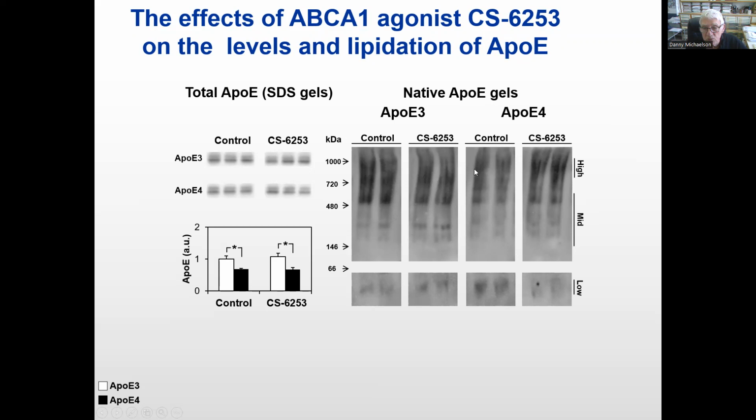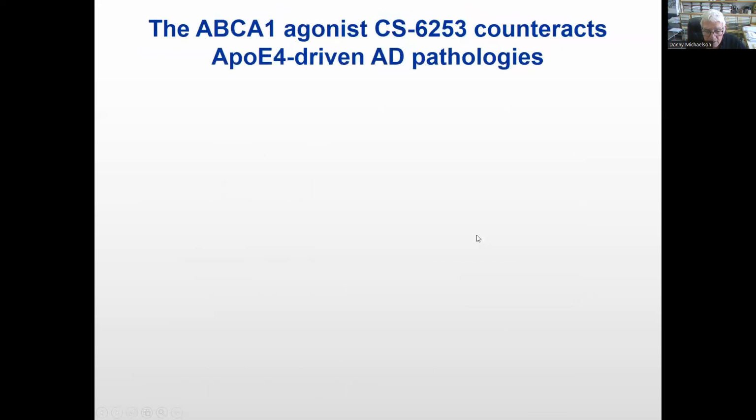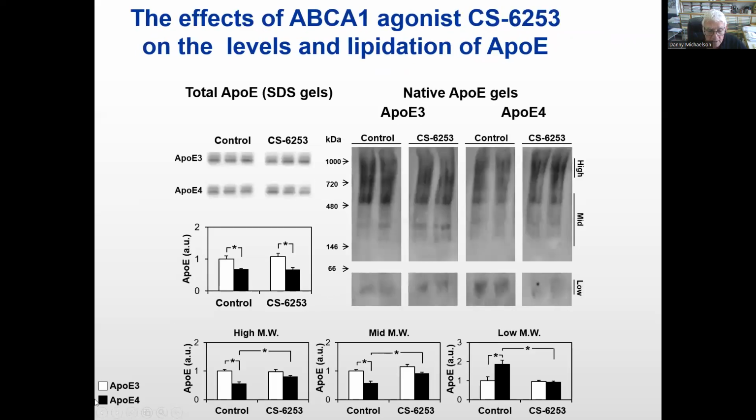When you treat these mice with CS, the important point is to focus over here, and what you can see is that the control becomes darker now, meaning that there's more lipidated ApoE. And this can be shown below in a quantitative way. You see that in the high and medium molecular weight domains of the gels, the levels in the E4 black are lower than the white E3. And when we treat with CS, we get a reversal of this effect such that the levels of the species of ApoE4 become similar to that of E3.